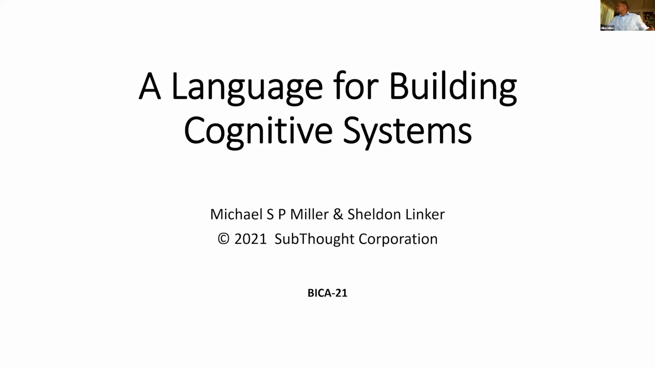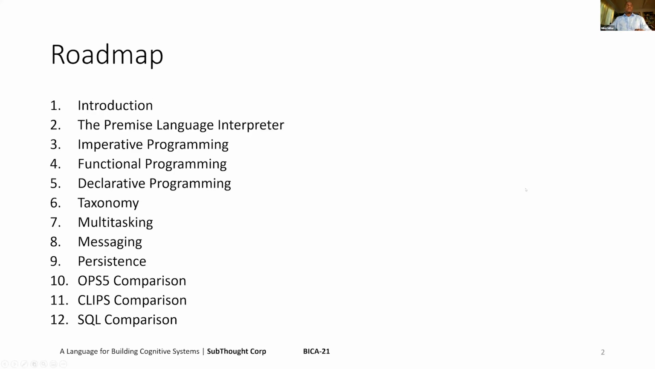My talk for today is a language for building cognitive systems. This is from my colleague Sheldon Linker, as well as myself. I'm going to give a brief introduction and then talk about the language, which is the Premise language. Then we're going to give some examples in imperative programming, functional programming, and declarative programming.